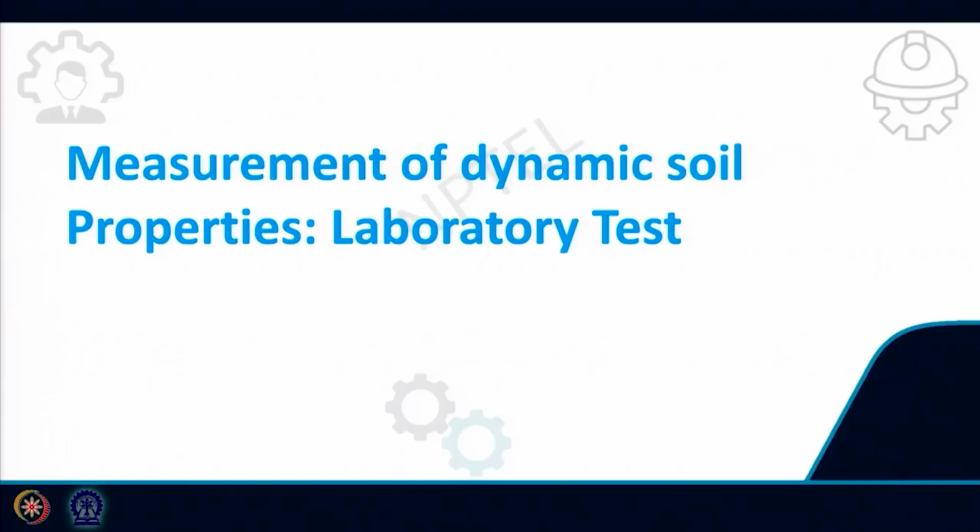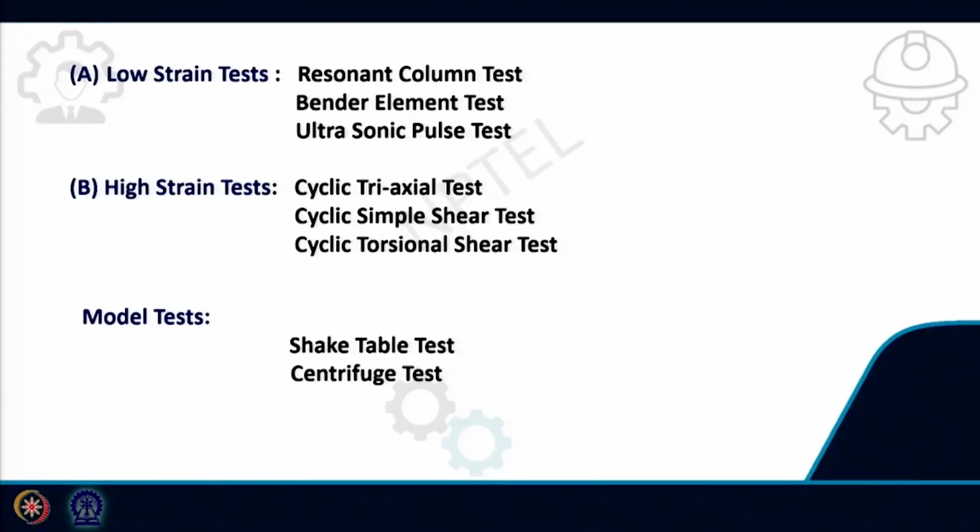First, we have different types of low strain test and high strain test. These are the major low strain test apparatus: the resonant column test, Bender element test and ultrasonic pulse test. And high strain tests are the cyclic triaxial test, cyclic simple shear test and cyclic torsional shear test. In addition to that, we can do the model test also.